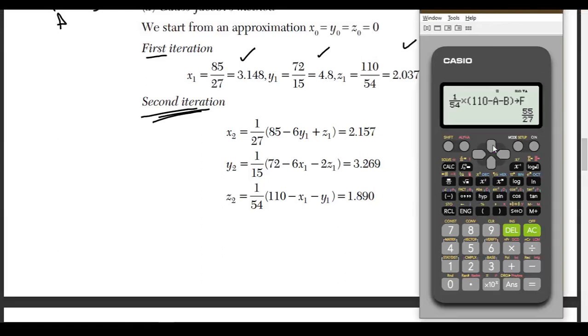Now let me do it for y. Plus equal to. See, we got the answer 3.269, same only. Now let me do it for z. For z also we got the answer. See, in this line the answer automatically saves to F. This time we need not save again, it automatically saves to F.